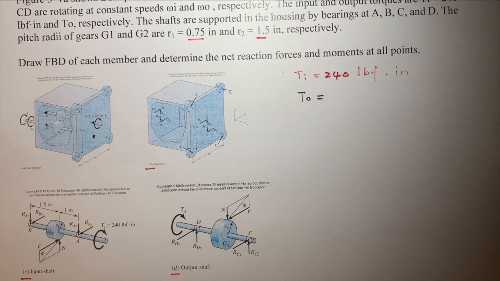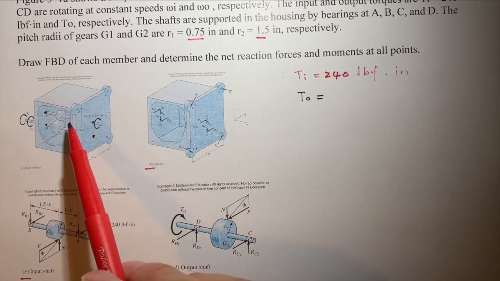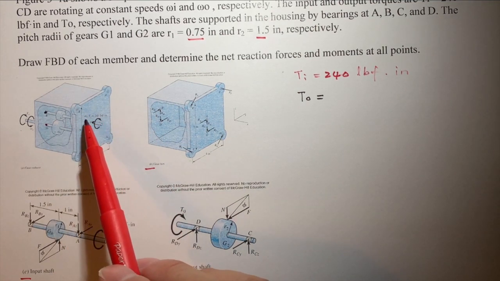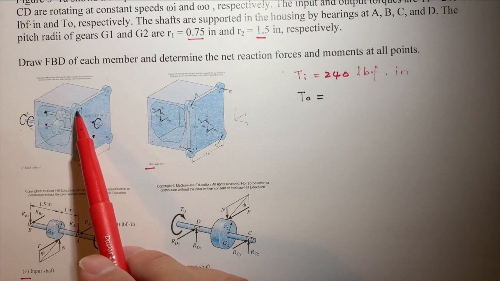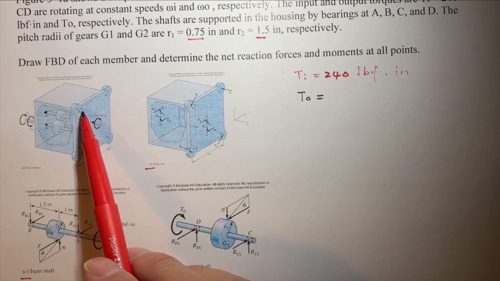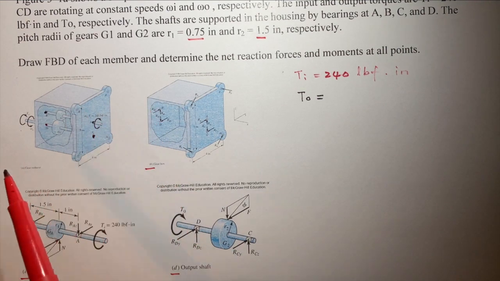Apparently on this system, you have a couple of components. Let's say we have a box here. Actually, this box also has other components. They have a cover here, and they use bolts to connect the cover and the box. There are some details.